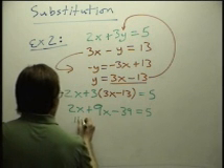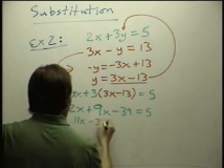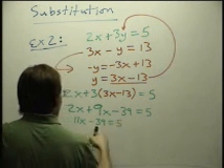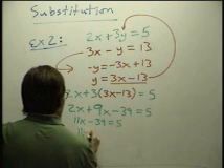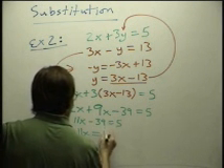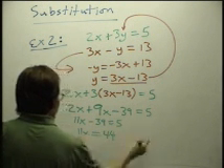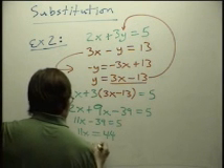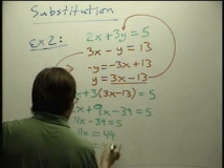Combine like terms: 11x minus 39 equals 5. Collect our constants together. And finally, divide by the coefficient of x. We get x equals 4.